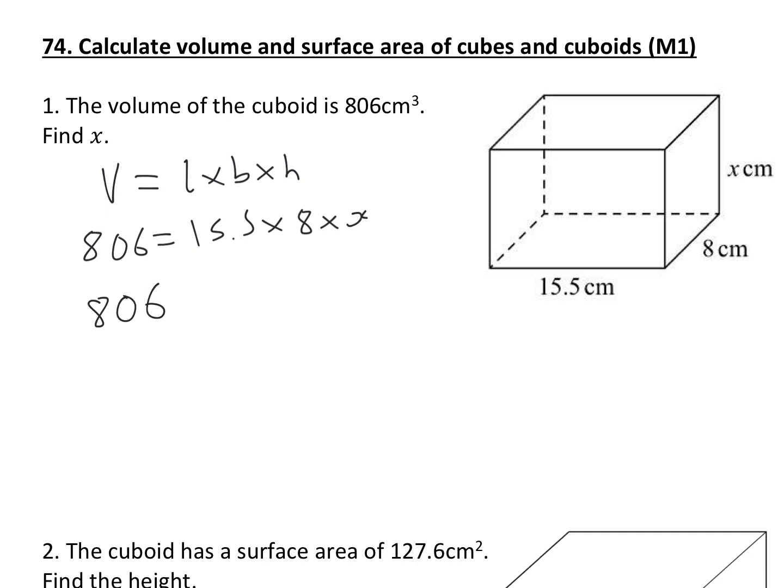We can do part of the calculation on the right. We can do 15.5 multiplied by 8, which is 124x. Then, if 124 multiplied by x is 806, x is 806 divided by 124, which is 6.5. And that would be in centimeters. So that's a reverse problem. They give you the volume, so you write the volume formula and then you can work out unknown sides from there.